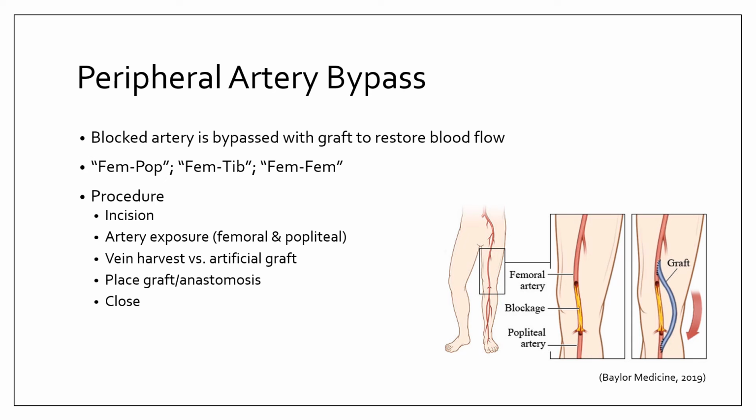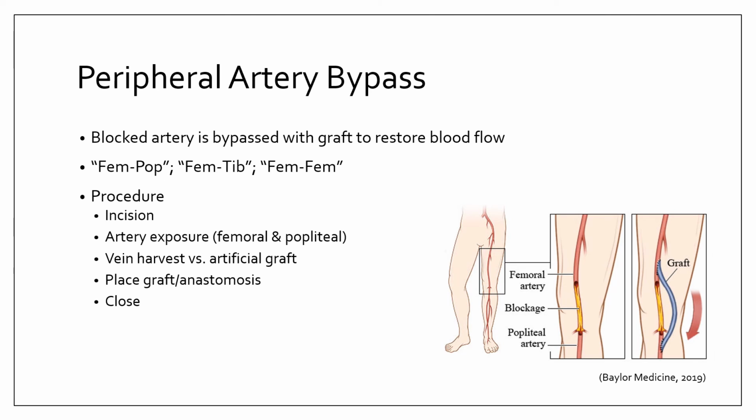They harvest the vein. They can also use an artificial graft. They will place the graft and perform the anastomosis, sewing the graft in to both arteries. They will use a little Doppler to ensure that they have good blood flow and they can hear pulses, and then they will close up.